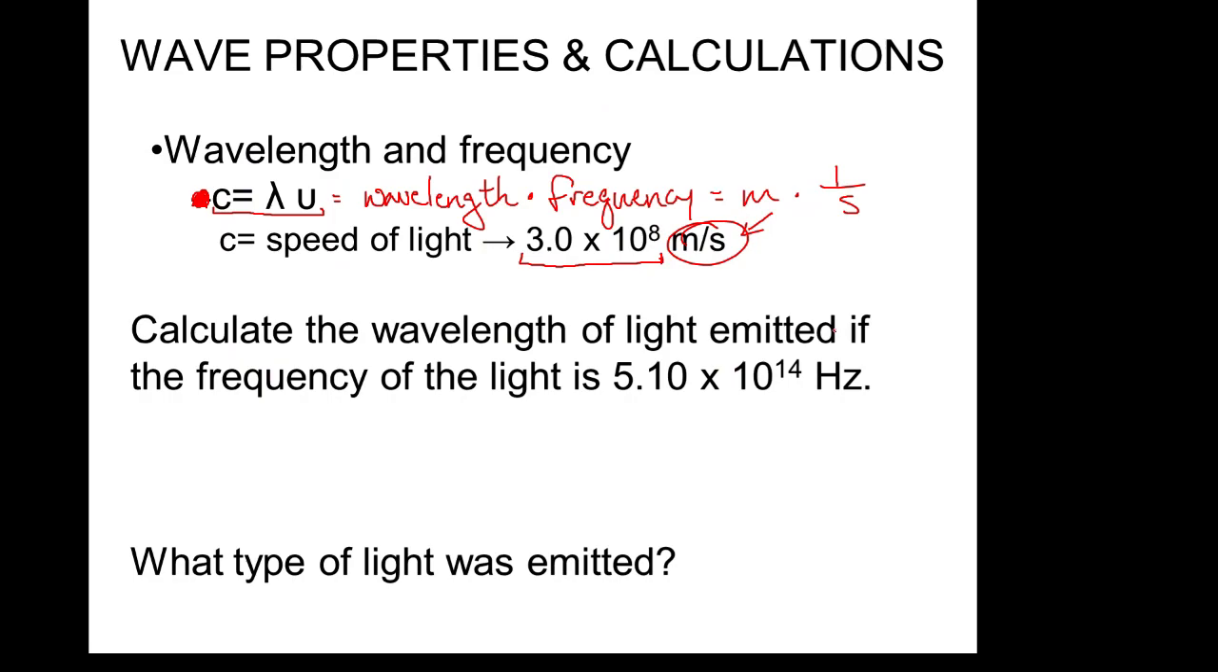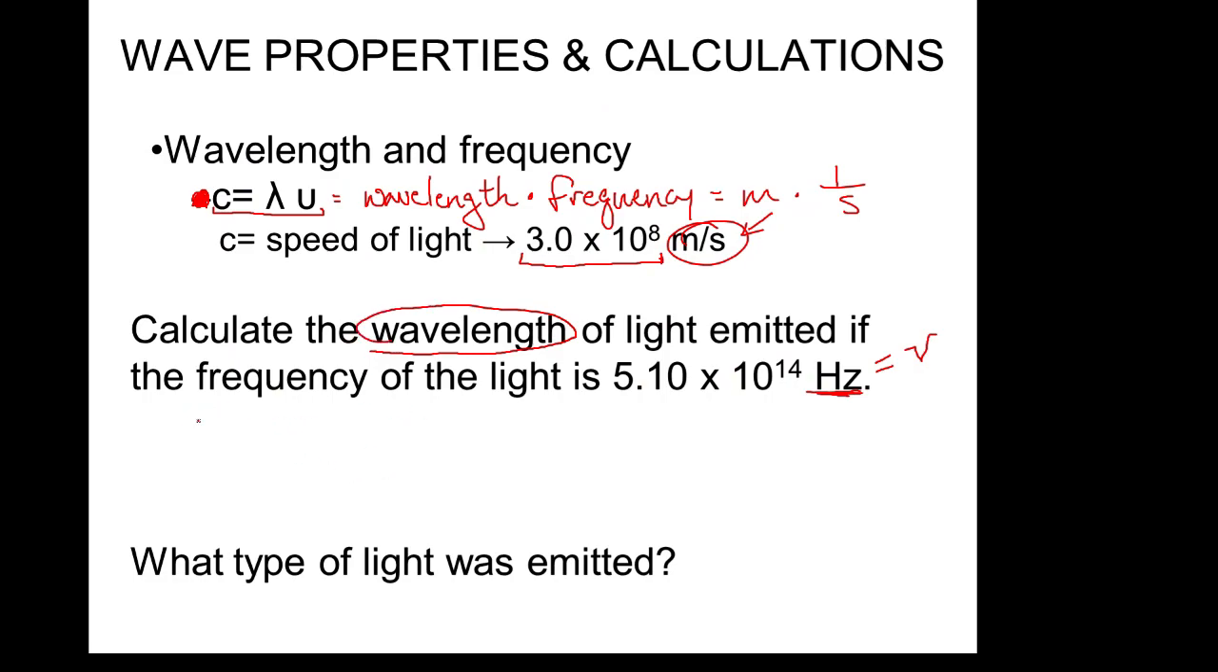Calculate the wavelength of light emitted if the frequency of the light is 5.10 times 10 to the 14th hertz. They give us hertz, so you should know that this is the frequency. The first thing I do whenever I approach a problem like this is look at the unit and decide what it tells me. I know hertz belongs to frequency, so I'm going to define it as my known value. We need to find wavelength, so I'll circle what I need to find.